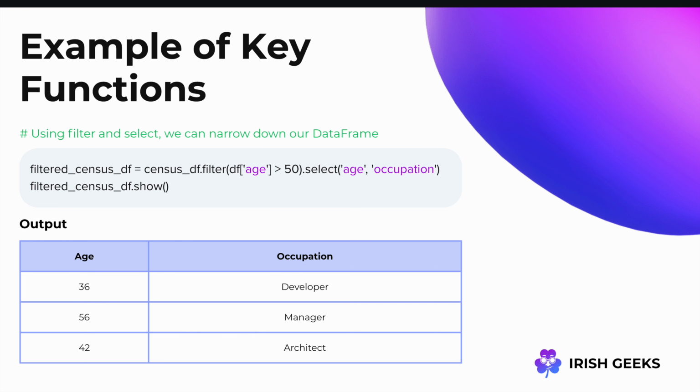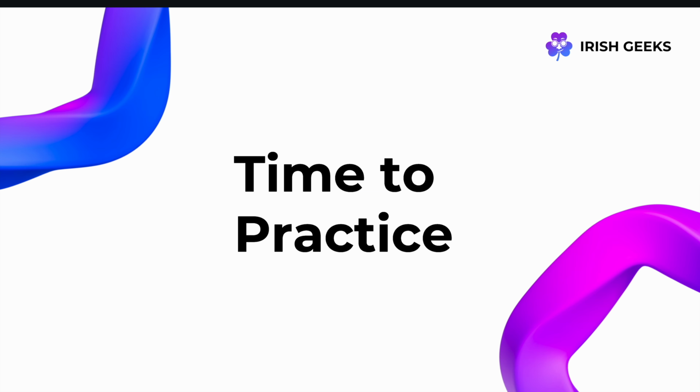Example of key functions. As an example, you can see on the screen, you could filter the data frame to find all the rows where the age column is greater than 50 and then select just the columns you need from that result. You can see the output on the screen where the age and occupation are shown in the table. So, it's time to practice. Now let's put these PySpark data frame concepts into practice.